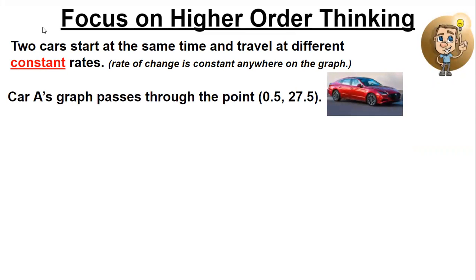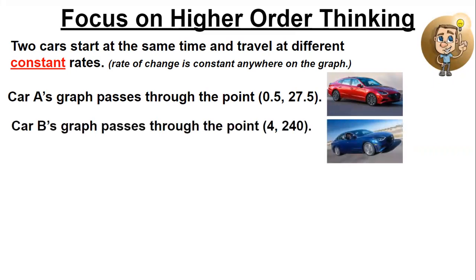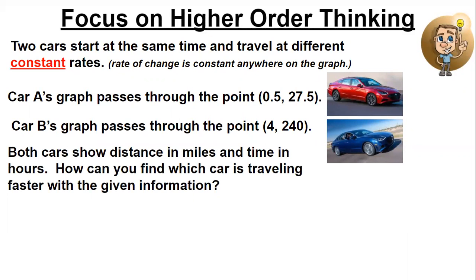Car A's graph passes through the point 0.5 and 27.5. Car B's graph passes through the point 4, 240. 2 different cars traveling at different but constant rates. Both cars show distance in miles and time in hours. How can you find which car is traveling faster with the given information? They just give you this. Can you figure out which one's going faster?